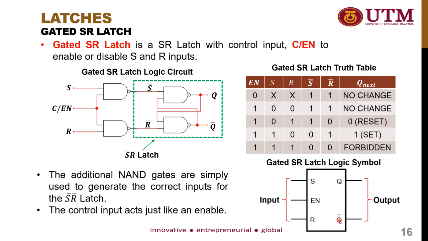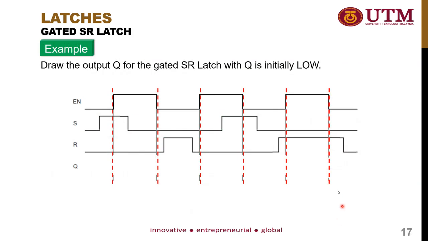Now, I will show you an example for the gated SR latch. The example is: draw the output Q for the gated SR latch with Q initially low. From the question, we have been given a waveform, and we are also given the initial value of Q, which is low. For the gated SR latch, when you see the enable equals 0, the output value will not change. So it will be 0 when the enable is 0, because the initial value of Q is low, which is 0. Next, we go to the next stage of the waveform.